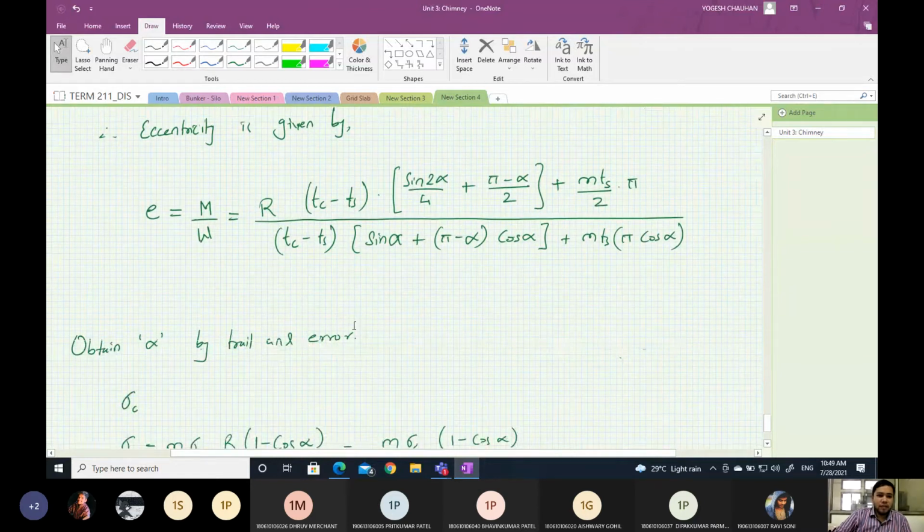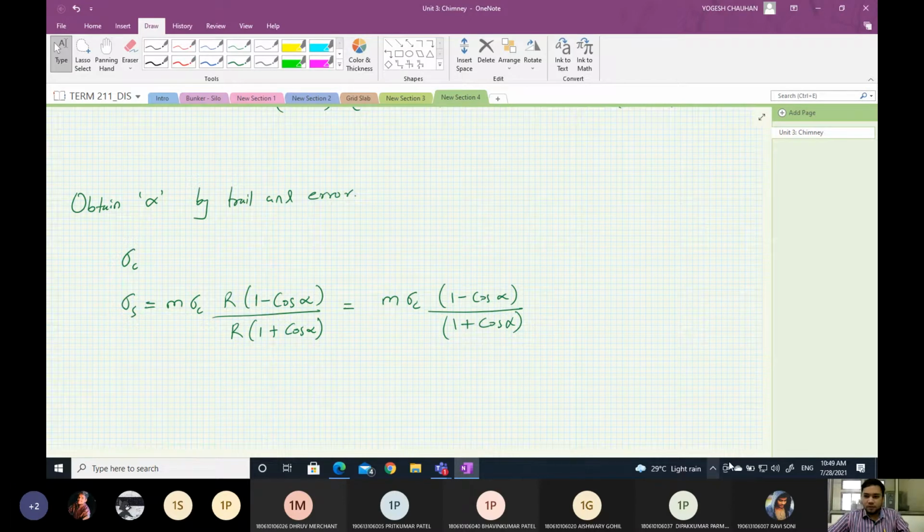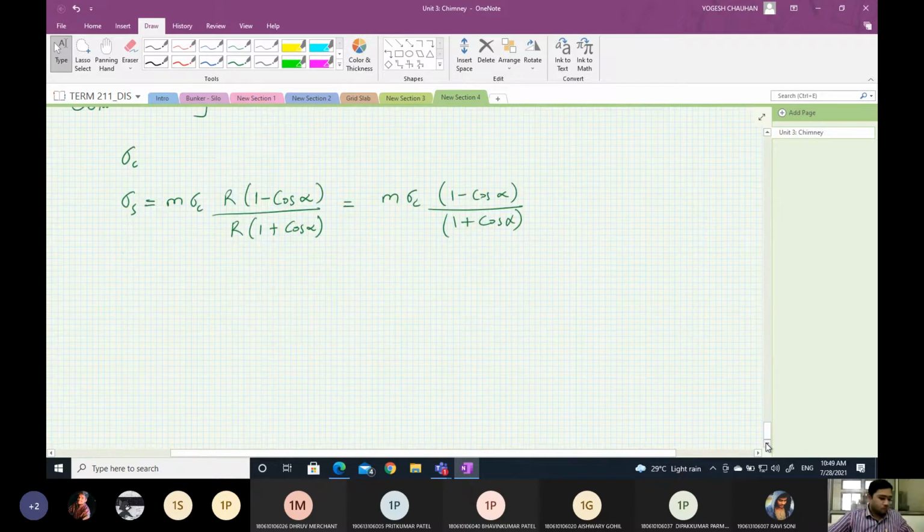Then by trial and error, you obtain the value of alpha which satisfies this eccentricity. So from that you can find sigma c, and then from that sigma c you can find the stress in steel. Now next is the stress in the horizontal reinforcement.